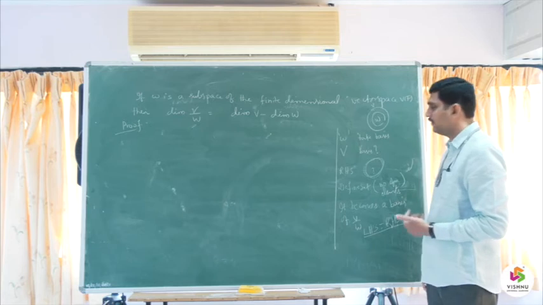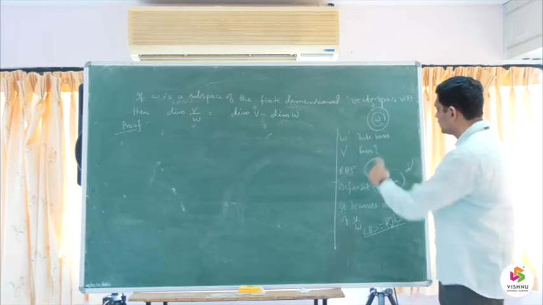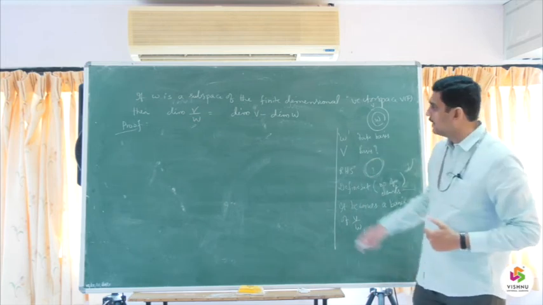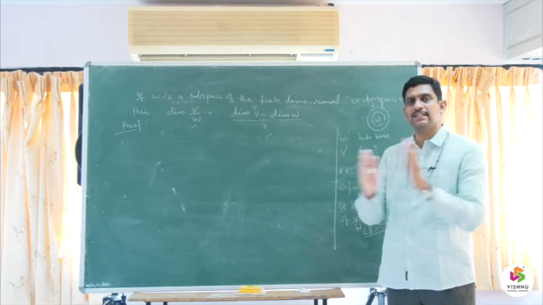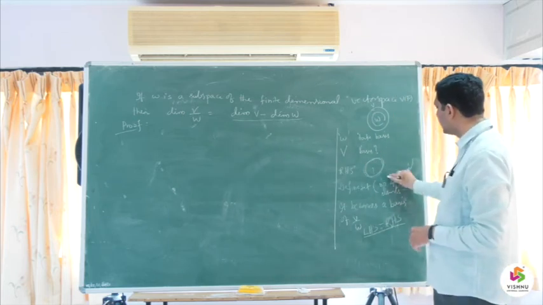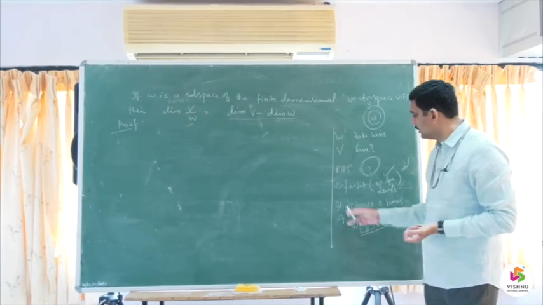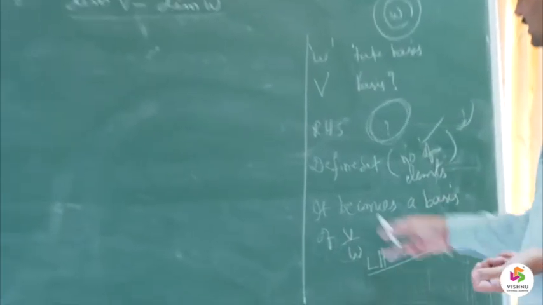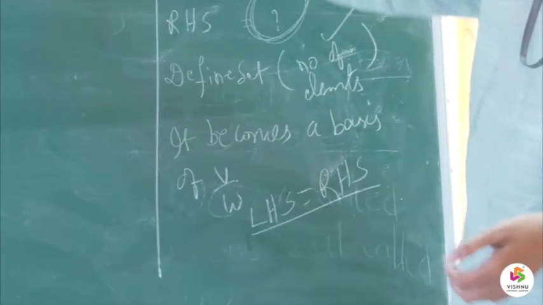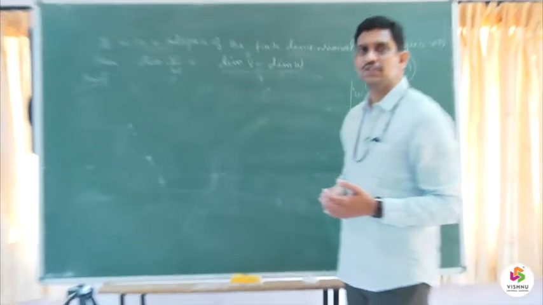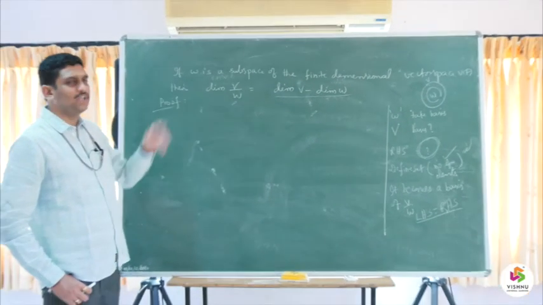Again I repeat, I will take a basis for W. By adding some vectors, I will form a basis for V. Then I calculate the value of the RHS. To prove that LHS is equal to RHS, I define a set with the required number of elements to prove the theorem. Then I prove that it will become a basis for V by W. So then LHS is equal to RHS, hence we have proved that dimension V by W is equal to dimension V minus dimension W. Okay. Now let us go with the approach.